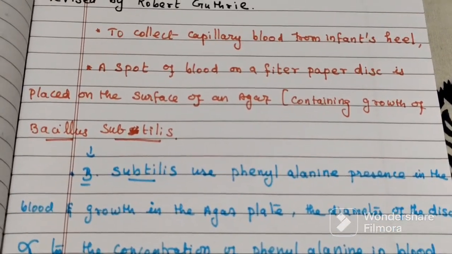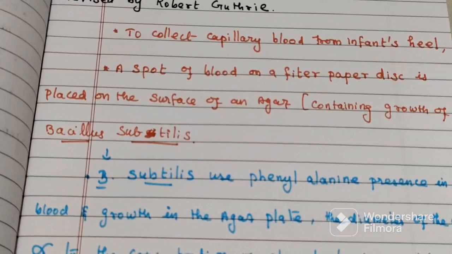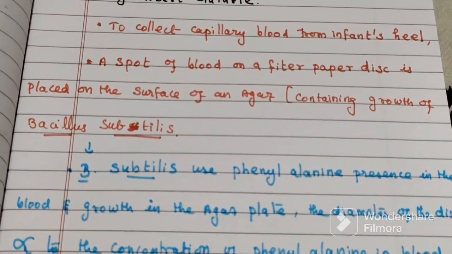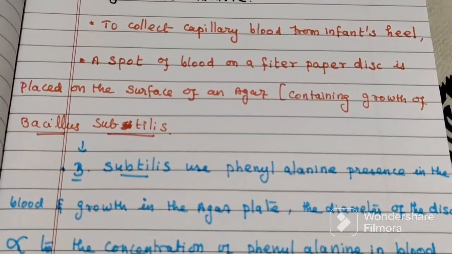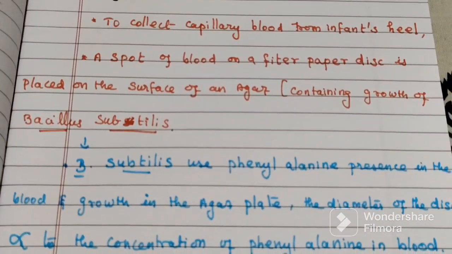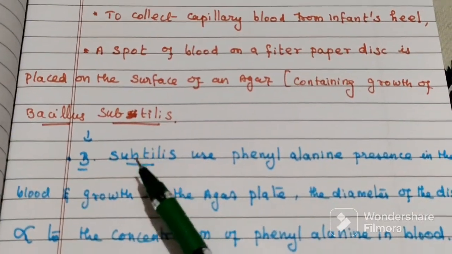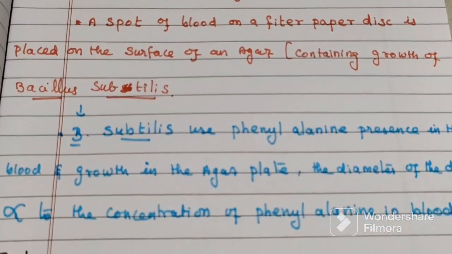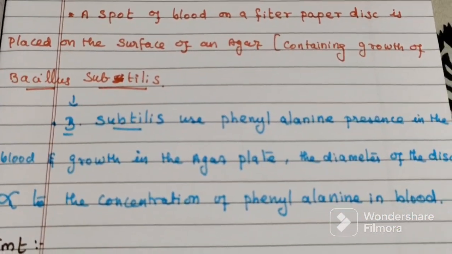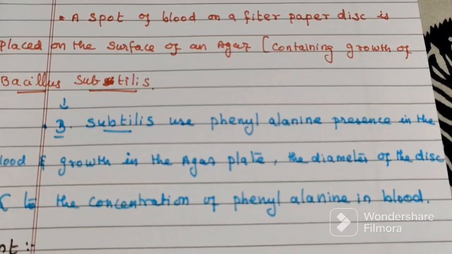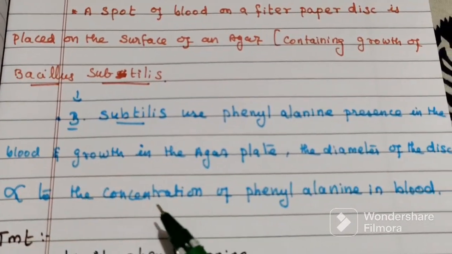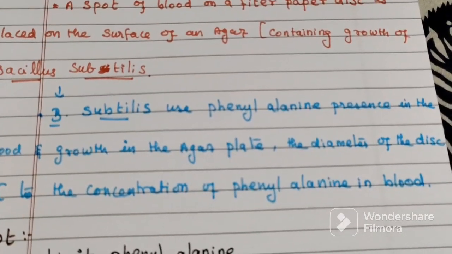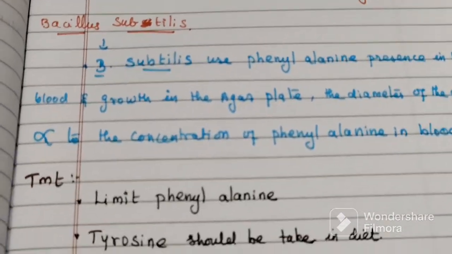So here, the heel prick sample is collected and applied to filter paper, and the filter paper is allowed to dry. Then it is put on the agar plate containing Bacillus subtilis, which uses the phenylalanine present in the blood. The diameter of the growth is directly proportional to the concentration of phenylalanine in the blood. This is the screening for phenylketonuria.